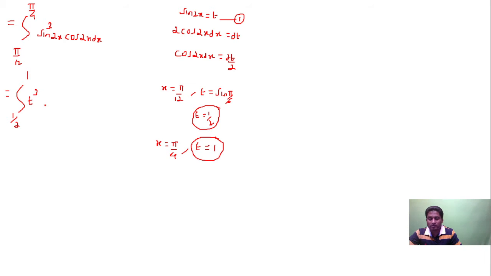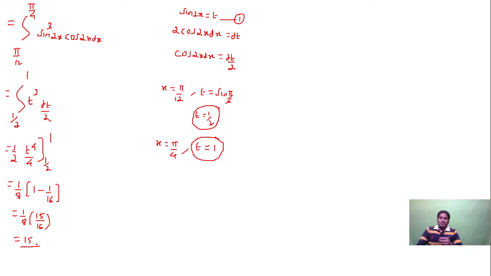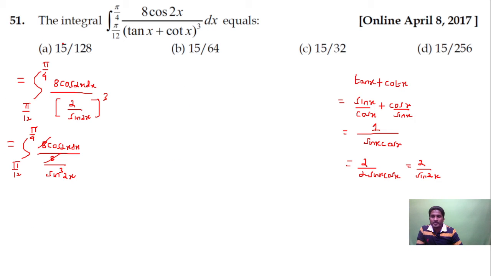Cos 2x dx is equal to dt upon 2. 1 by 2 is a constant. T power 4 divided by 4. Between the limits half to 1. So this is 1 upon 8. Upper limit is 1, lower limit is 2 power 4 is 16. So this is 1 by 8, this is 15 by 16. Okay, so this is equal to 15 divided by 2 cube 2 power 7, 128. Okay, so 15 upon 128, answer is option A.